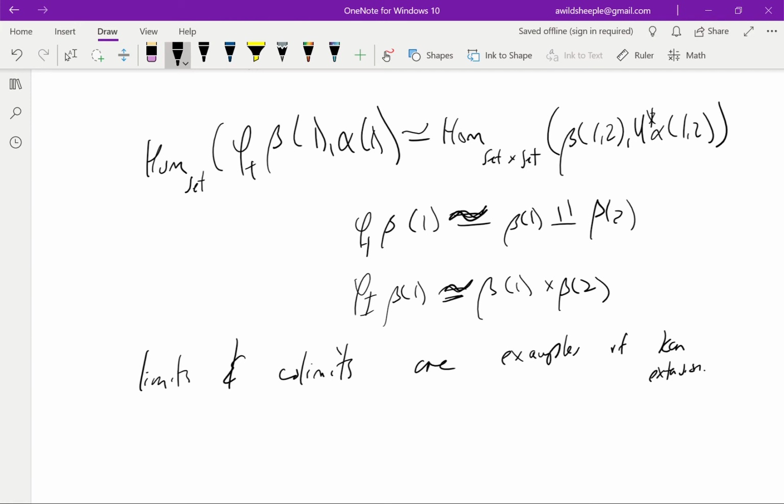Maybe this is more of a non-example, but it's a non-example which is illustrative of what's going on. And this is coming from just group theory.